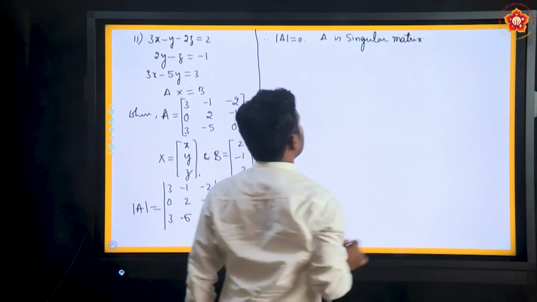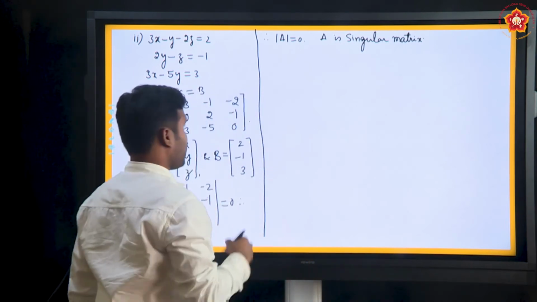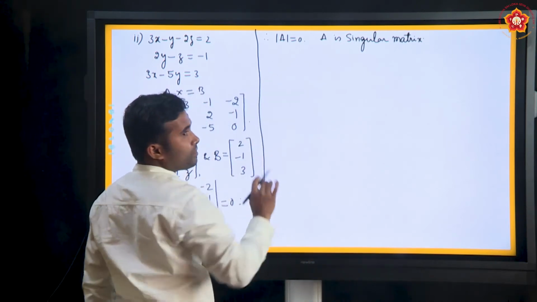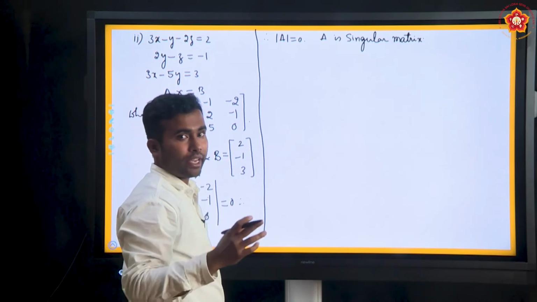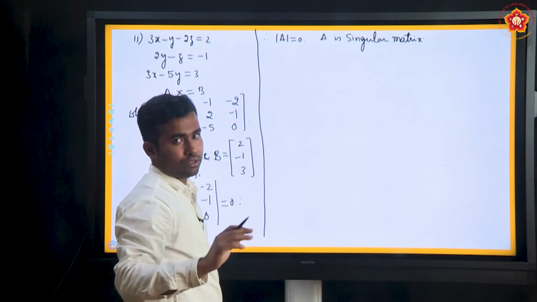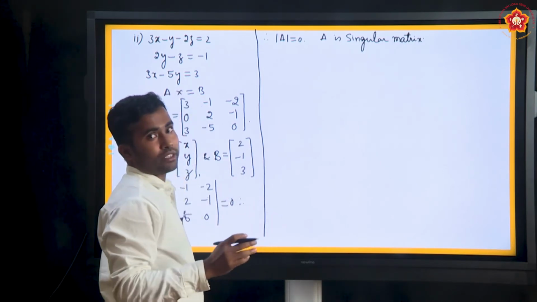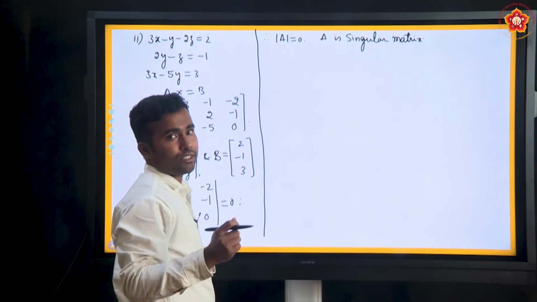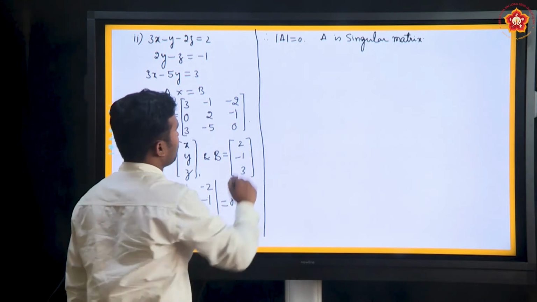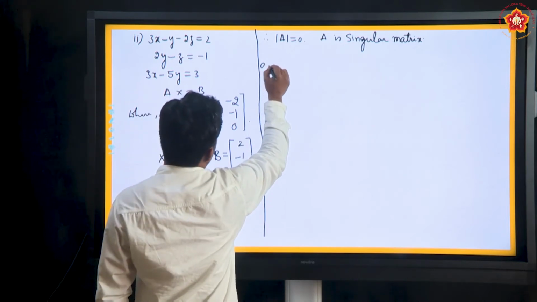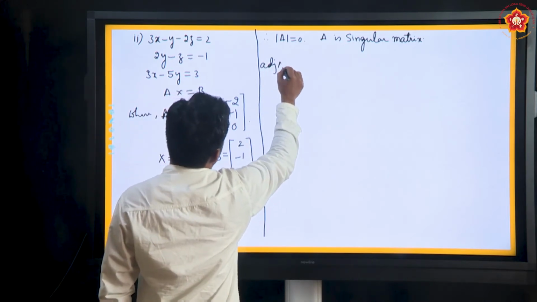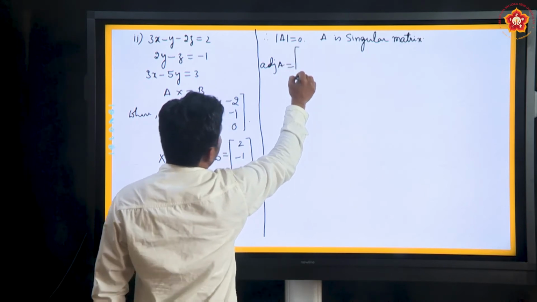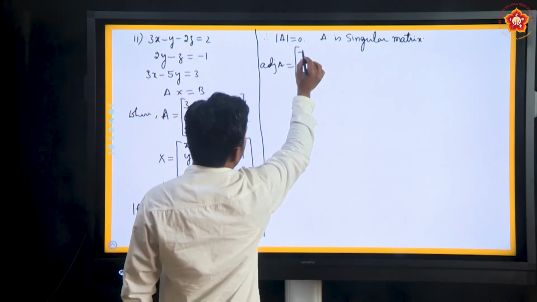Next, what you can do is we can find adjoint of A into B. We have to check whether adjoint of A into B is equal to 0 or not equal to 0. Okay, that is what we have to check. If it is not equal to 0, then the system of equations is inconsistent. Okay, so like that we have to do. So now we have to find what is adjoint of A. What is adjoint of A? The transpose of cofactor matrix, understand?